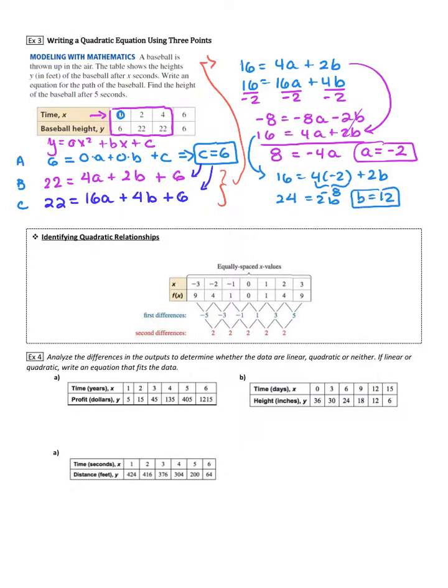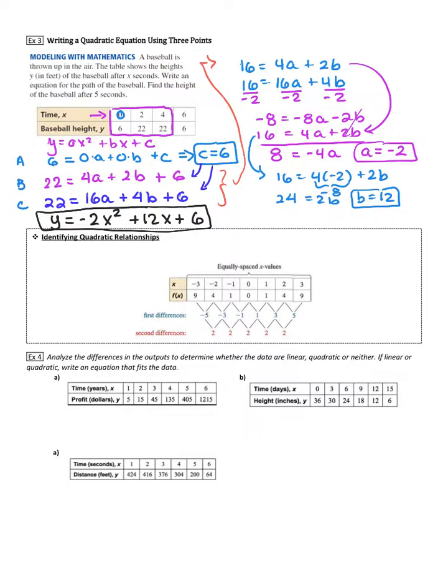And we still have to put it all together. So this means y equals -2x squared plus 12x plus 6. So that is your full equation. That was not too bad.